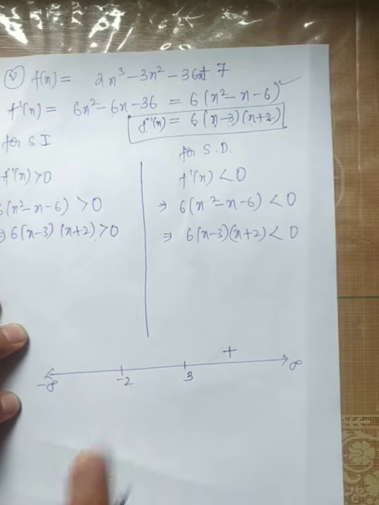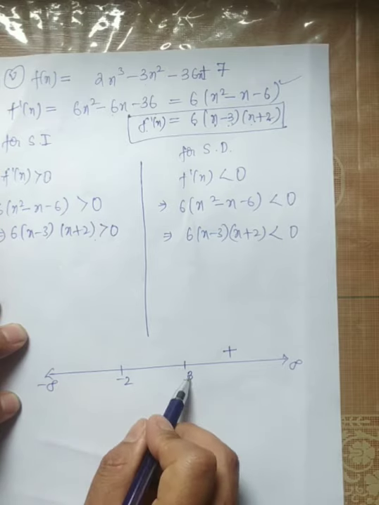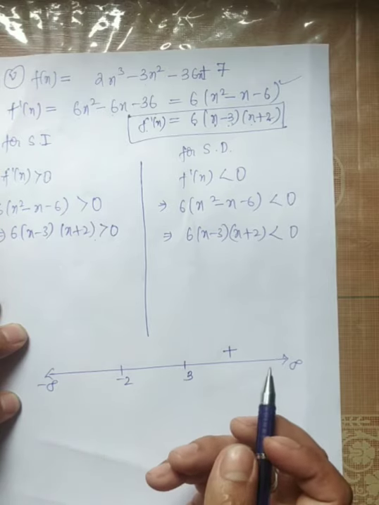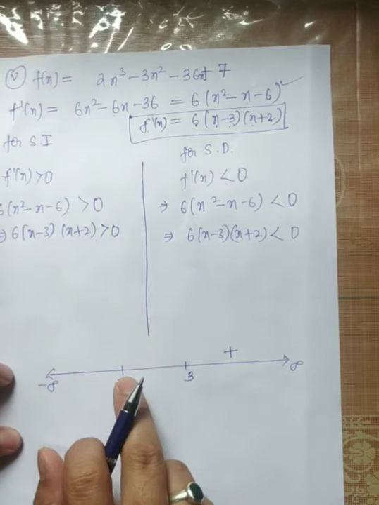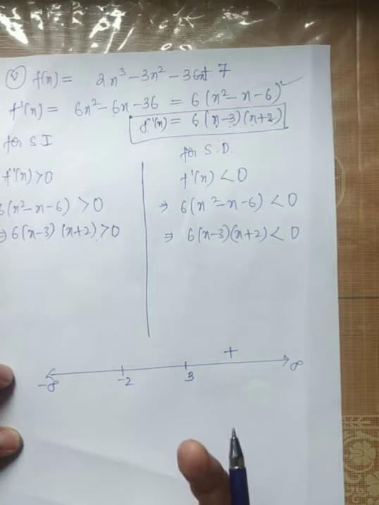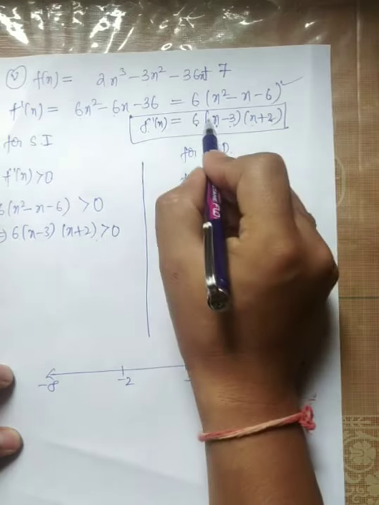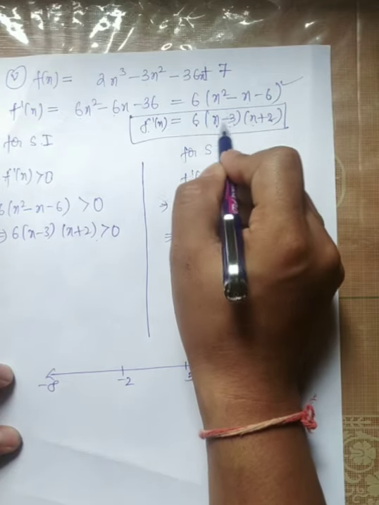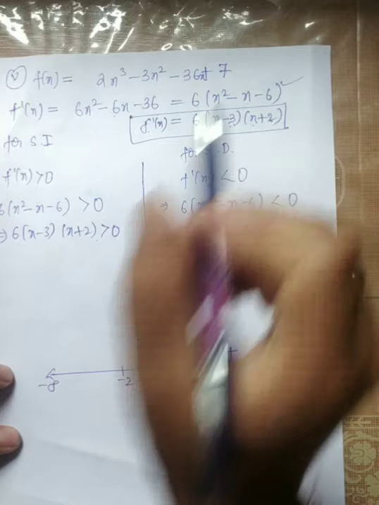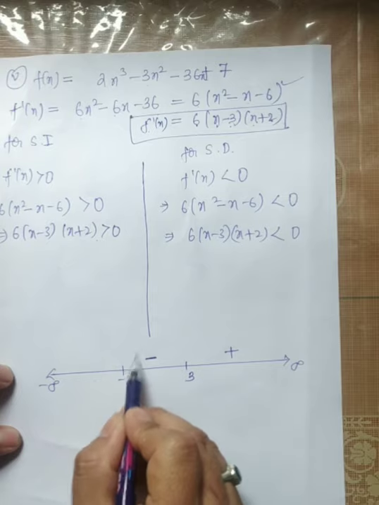Okay. In between minus 2 to 3, let us say minus 1. Minus 1 is the value in between minus 2 to 3. Or you can put 0 also, not a problem. Let's put 0, the easiest thing. So this is minus 3, this becomes minus, this is plus. So minus into plus, I'm getting minus here, which means that the value of f dash of x is negative in this range.